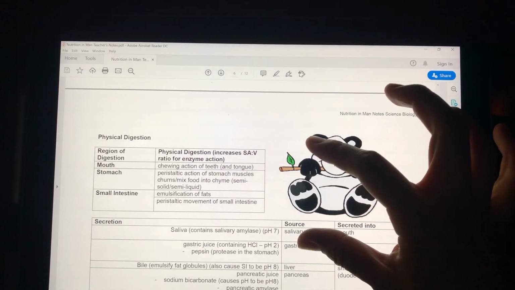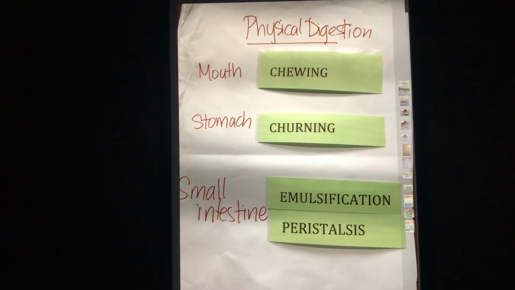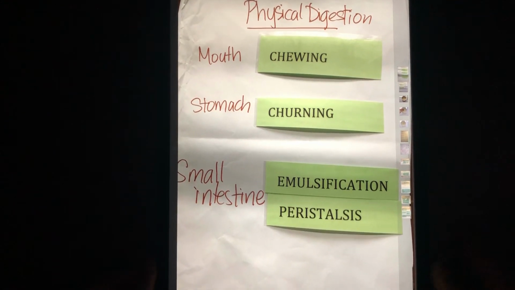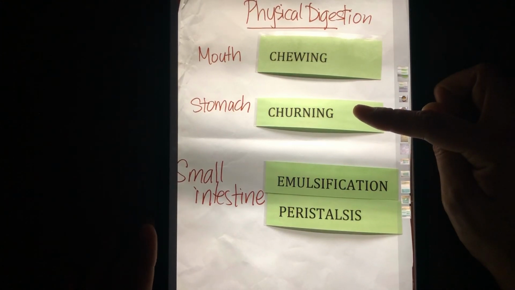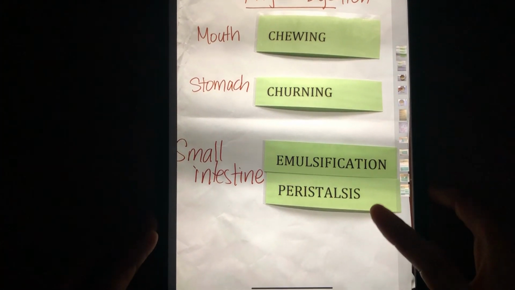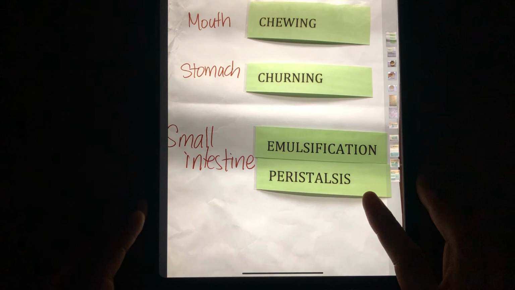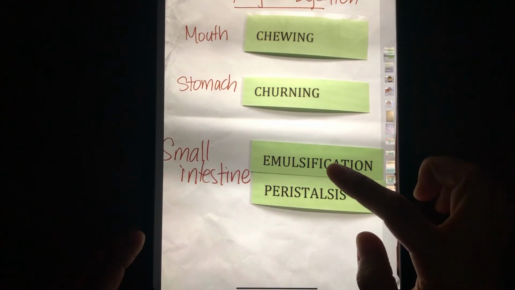To explain this portion, let me get my models. In the mouth there's chewing, in the stomach there's churning, and the peristaltic movement starts from the esophagus but continues on in the intestine. This peristalsis contributes to the physical digestion in the small intestines. The fats will undergo emulsification.